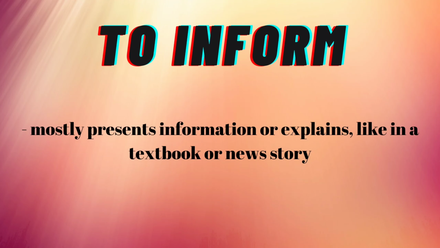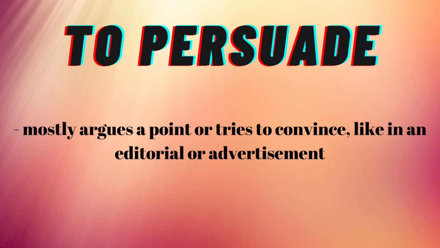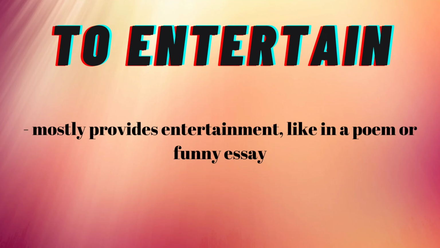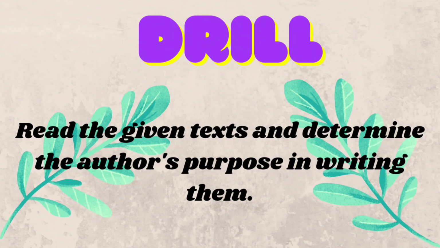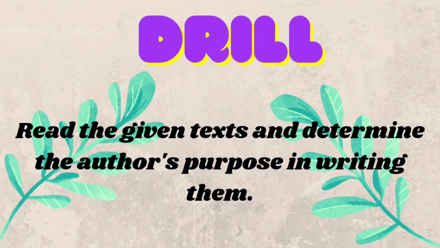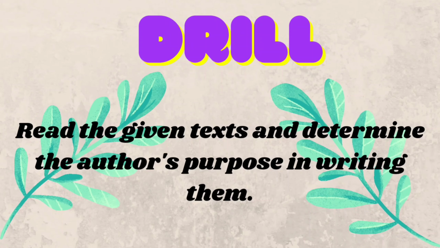First, to inform. Mostly presents information or explains, like in a textbook or news story. Second is to persuade. Mostly argues a point or tries to convince, like in an editorial or advertisement. And lastly, to entertain. Mostly provides entertainment, like in a poem or funny essay. Let's have some examples. Read the given text and determine the author's purpose in writing such.